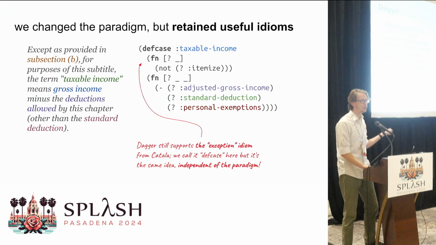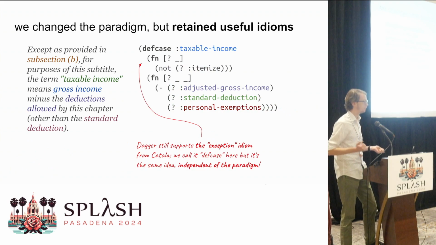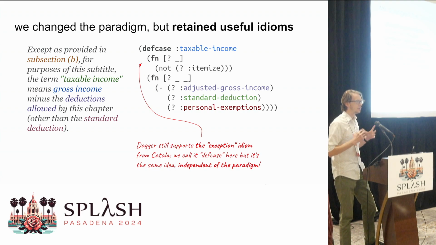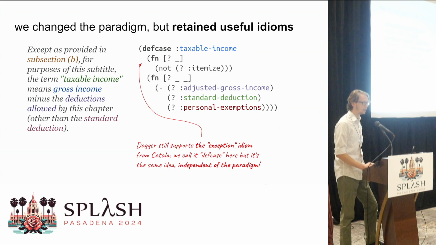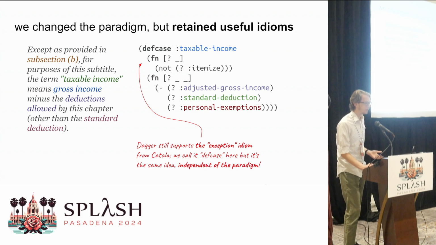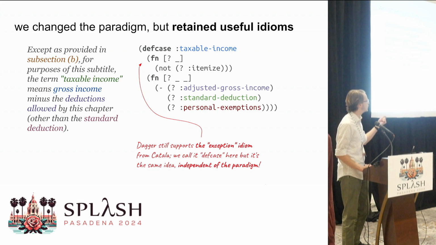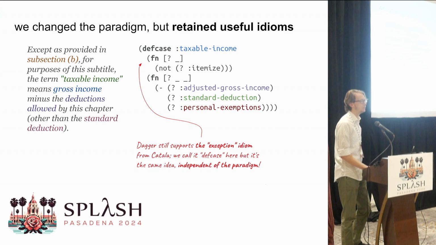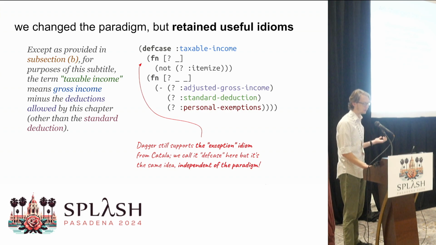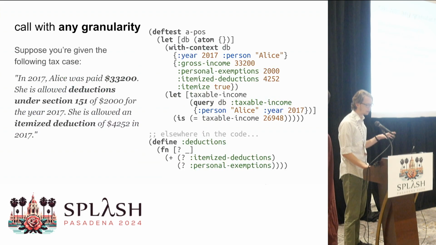But the nice thing is that we're also able to retain, we talked about idioms before, Catala has these useful idioms like conditions and exceptions, things that are common in legal prose. And we're able to retain those as well. So we call them cases instead of exceptions, but it's the same idea. We could call this exceptions instead. And in Dagger, you're able to say, if this function returns true, then for this rule, we return a different value. I'll skip over this slide because we don't have a lot of time.